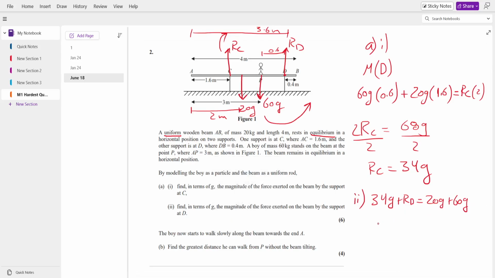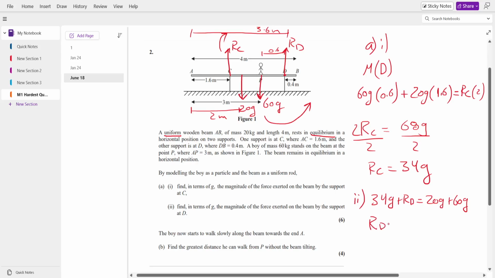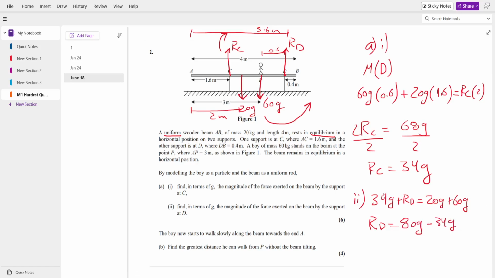If I want to solve for RD, I'm going to have RD equals 20G plus 60G, which is basically 80G, minus 34G, this 34 moving to the other side. So RD equals 80 minus 30, that is 50, minus another 4, that is 46G newtons. And I don't forget my unit.